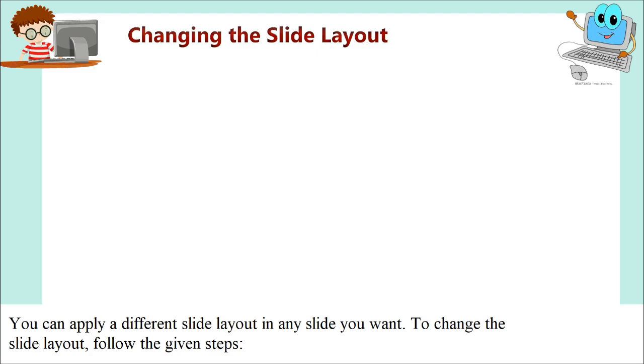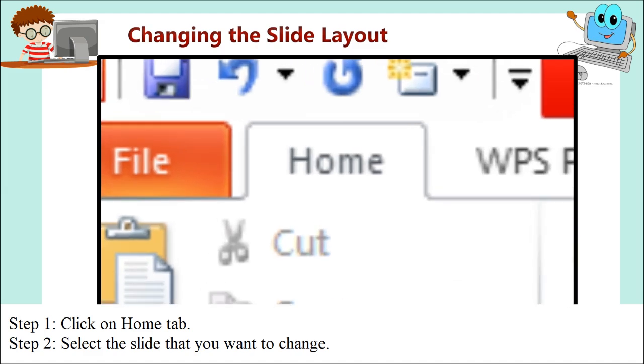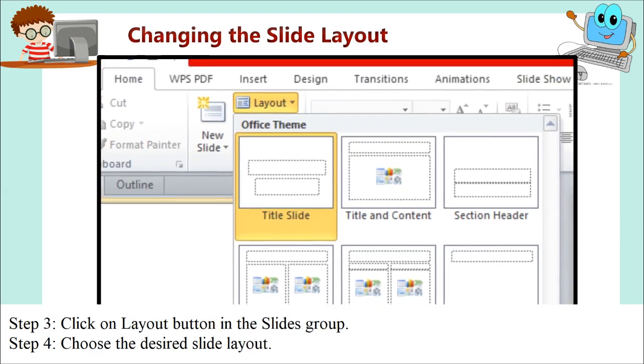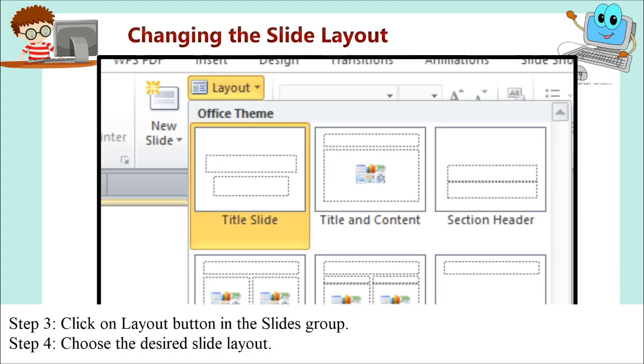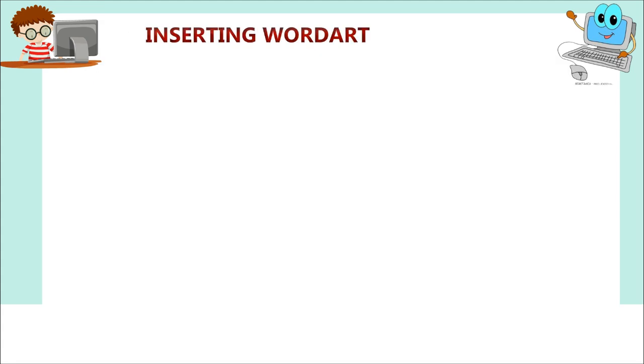Changing the slide layout. You can apply a different slide layout in any slide you want. To change the slide layout, follow the given steps. Step 1. Click on Home tab. Step 2. Select the slide that you want to change. Step 3. Click on Layout button in the Slides group. Step 4. Choose the desired slide layout.